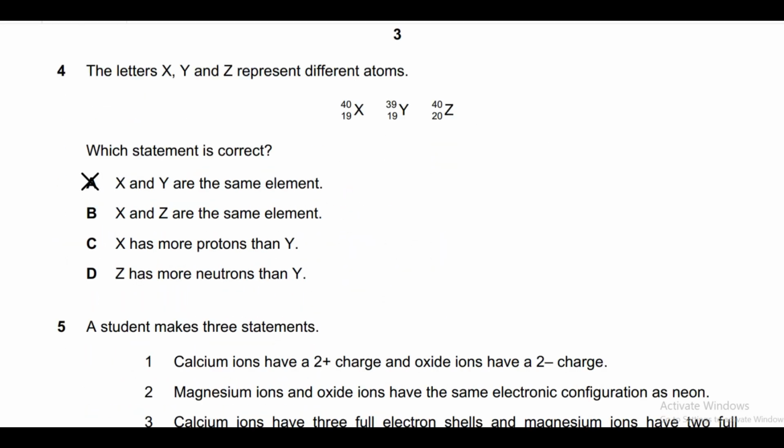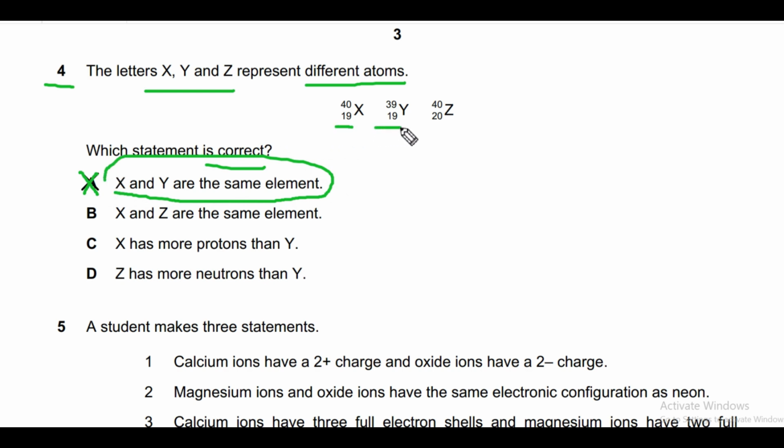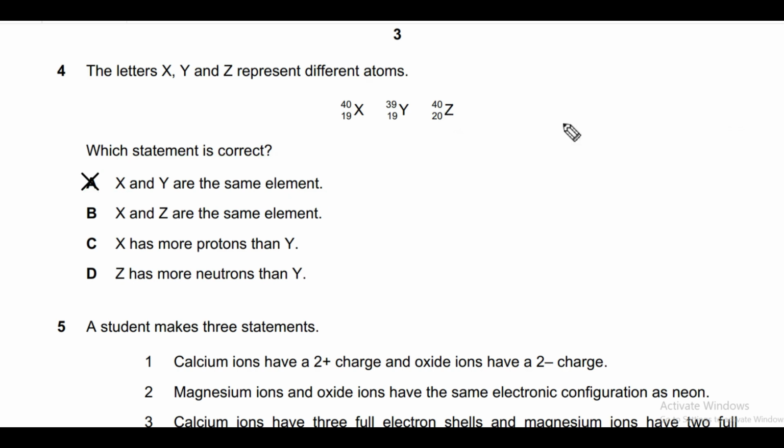Number 4. The letters X, Y and Z represent different atoms. Which statement is correct? A is the correct answer. X and Y are the same element because their proton number is the same. Proton number same, but Z has 20 protons, so Z is different. That's why answer is A. X and Y are the same element. Now number 5.